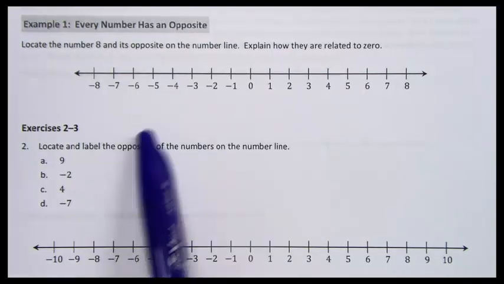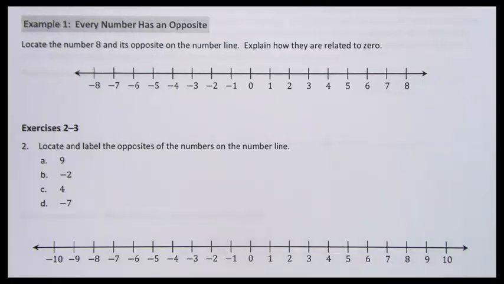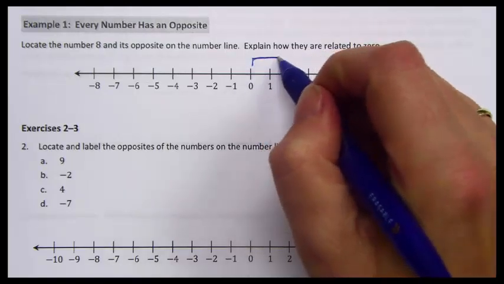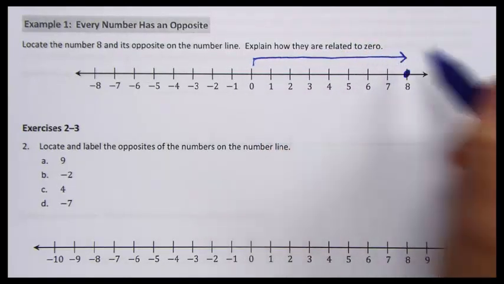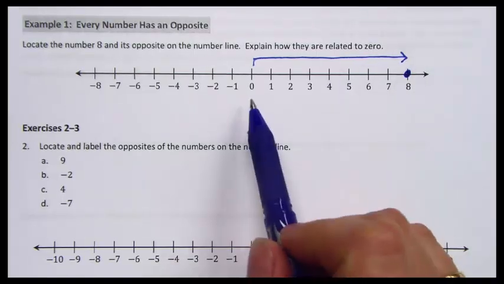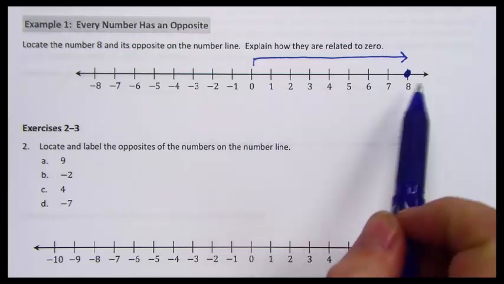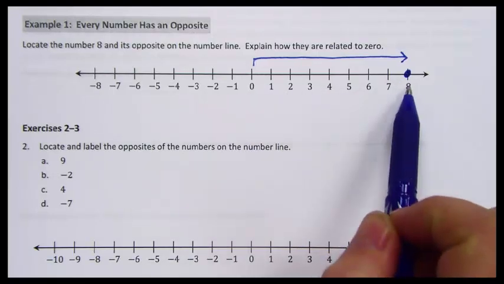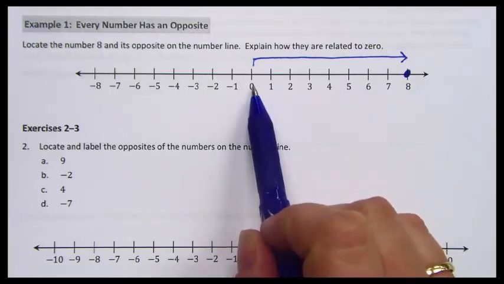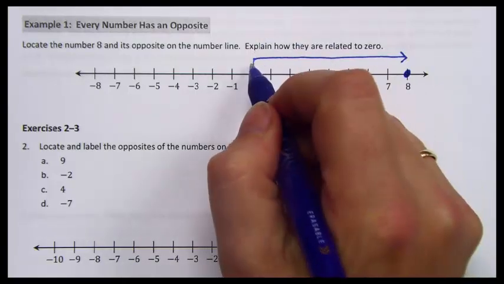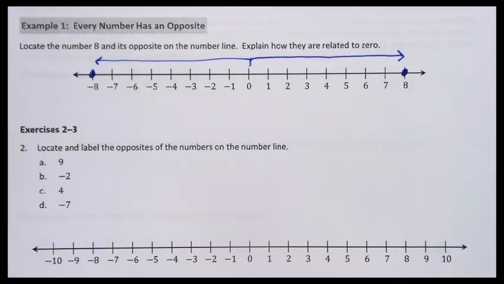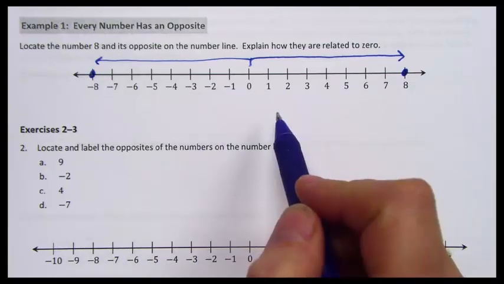If we find the number 8 on the number line, it's right here, and we can see that it is 8 units away from 0. When we talk about where a number is on the number line, we talk about it in relationship to 0 and the number of units. So 8 is 8 units to the right of 0. Its opposite is 8 units to the left of 0. Negative 8. That's the opposite of 8 because they go in opposite directions.